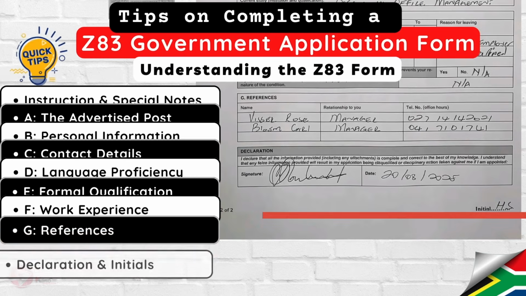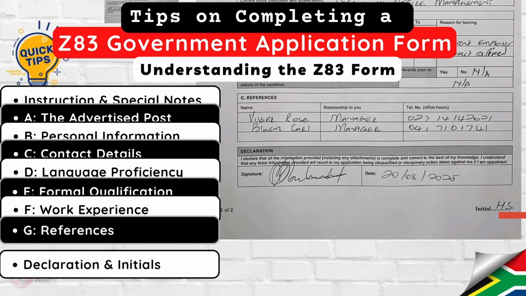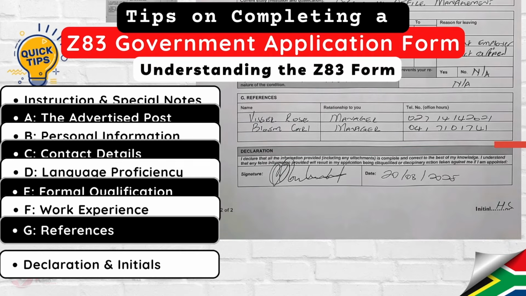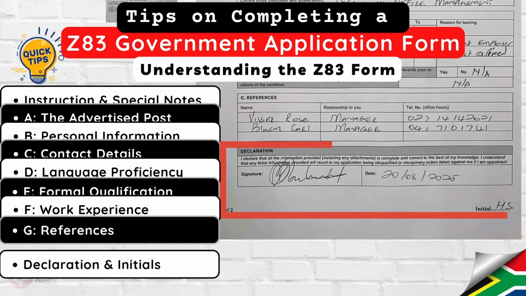Like any legal document, the Z83 form must be signed. By signing, you are legally declaring that all the information you've provided is true and accurate. You'll also need to date the form. This may seem simple, but it's an important step that validates your application. We'll dive deeper into why this section matters later in the video.